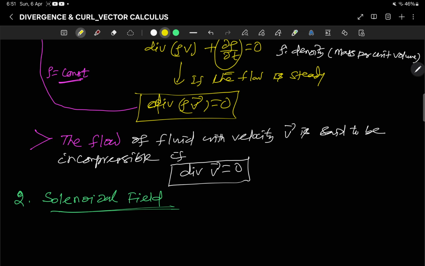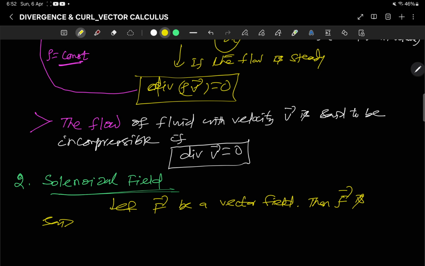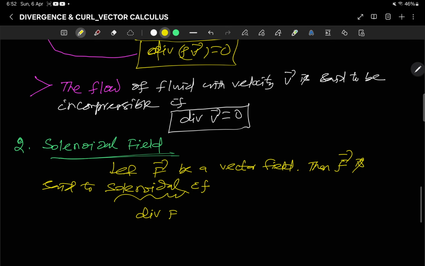Let F be a vector field. Then F is said to be solenoidal if div F is equal to 0 everywhere in the field.